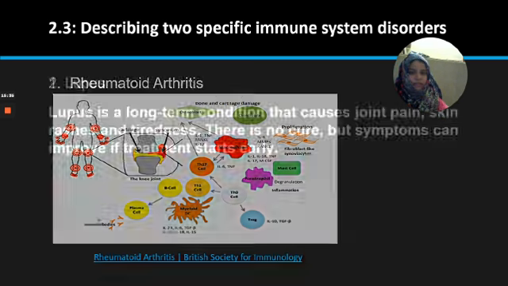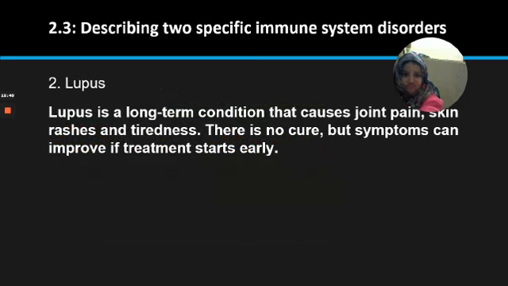My second example is lupus. Lupus is a long-term condition that causes joint pain, skin rashes, and tiredness, and there is no cure, but symptoms can improve if treatment starts very early. The symptoms are joint and muscular pain, extreme tiredness that will not go away no matter how much you rest, and rashes. You can also have headache, mouth sores, and hair loss.